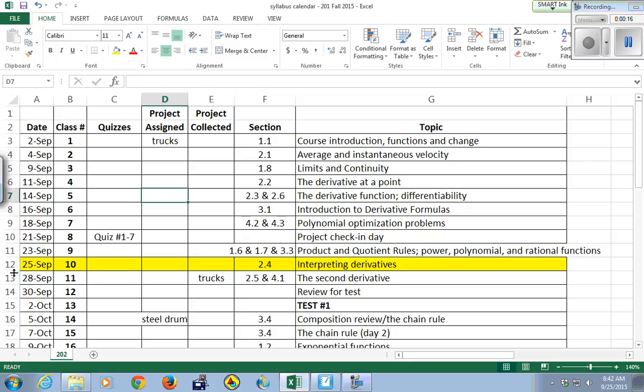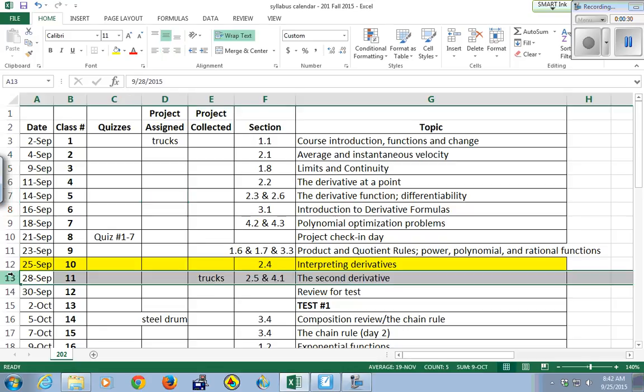Monday, your trucks project is due. So Monday is trucks, and sorry if any of you had a panic attack because the packet said it was due today. Sorry if you noticed that. Always go by the syllabus if there's a discrepancy. So Monday, your trucks project is due.